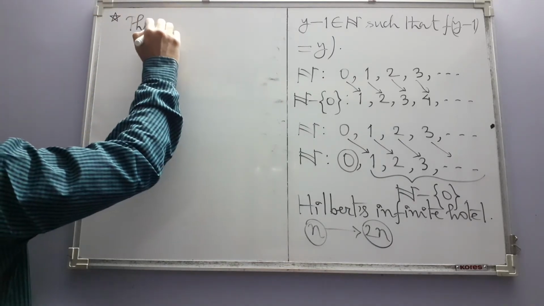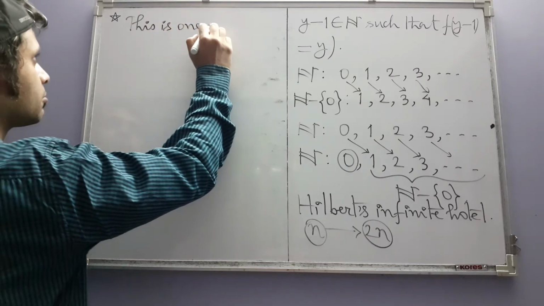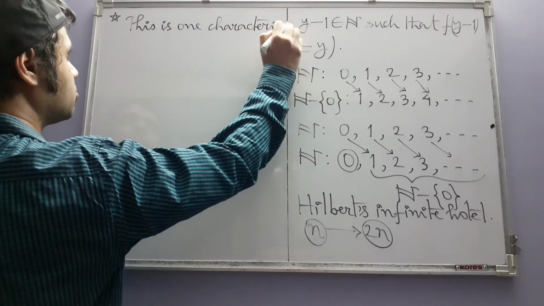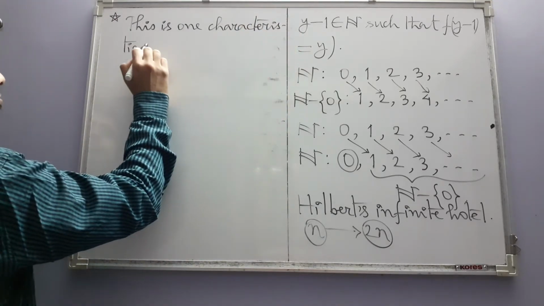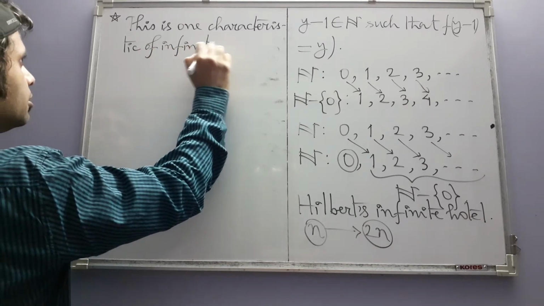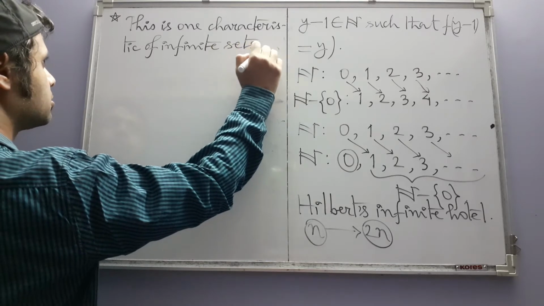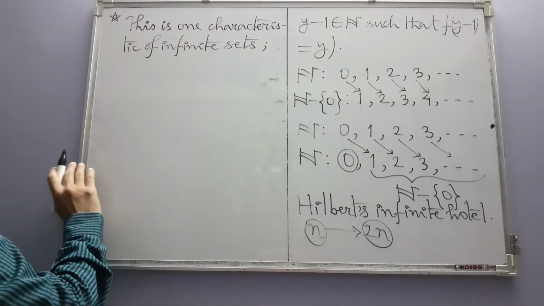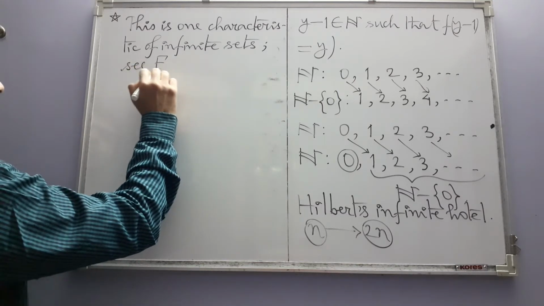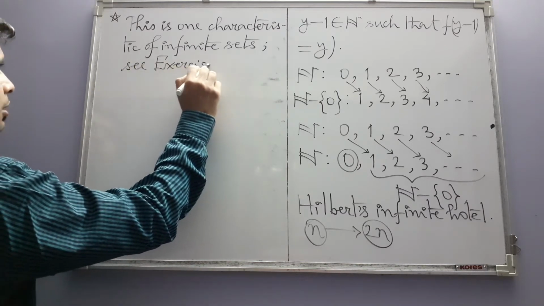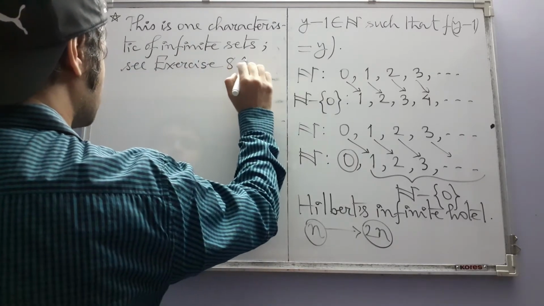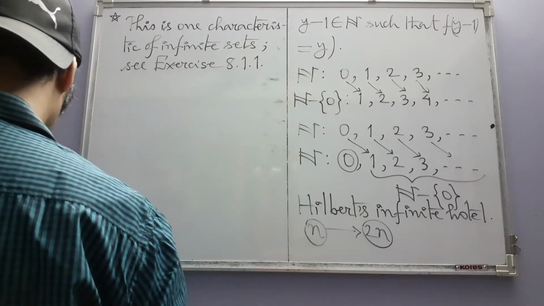this is one characteristic of infinite sets. That means this property can be used to characterize infinite sets. And in this regard, see the first exercise. We will of course see when we solve the exercises.